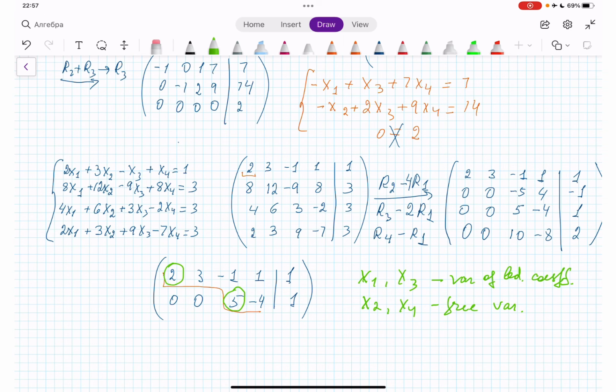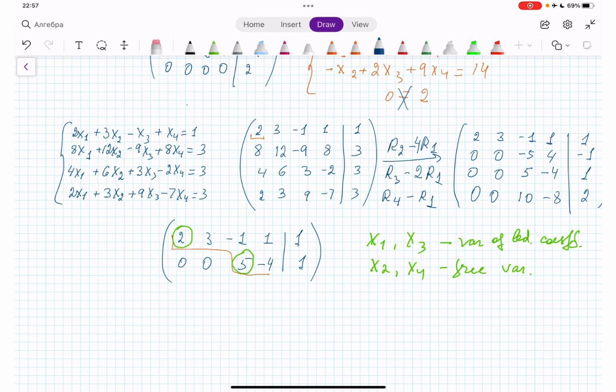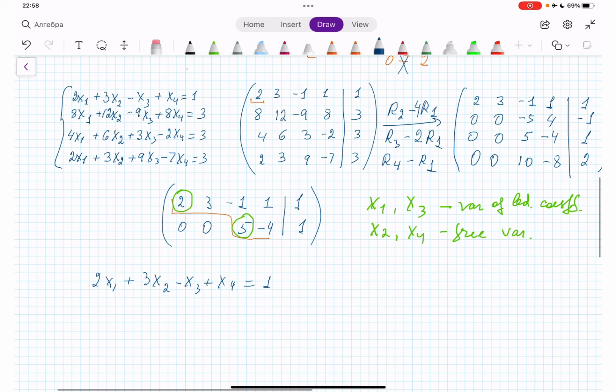Okay, so we are going to now rewrite this system of equations, and we are getting 2x1 plus 3x2 minus x3 plus x4 is equal to 1. And the second one is going to be 5x3 minus 4x4, and it's equal to 1.